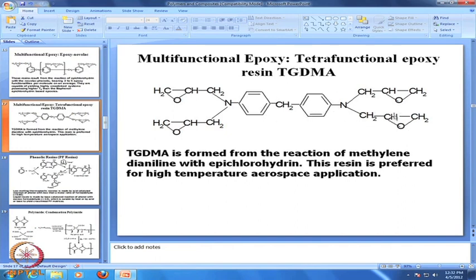So, when this is polymerized, that leads to huge cross link density, and it contains this CH2 linkage, CH linkage, as well as CH2 linkage and aromatic linkage and oxygen atoms. So, this gives a combination of very strong and tough as well as thermally stable composite. This can be a good characteristic of multifunctional epoxy resin. And this TGDMA is formed from the reaction of methylene dianiline, or diamino diphenyl methane, with epichlorohydrin. As I told, this resin is preferred for high temperature aerospace application. So, these kinds of multifunctional epoxy resins are used for high performance applications in aerospace industries, for aircraft application.